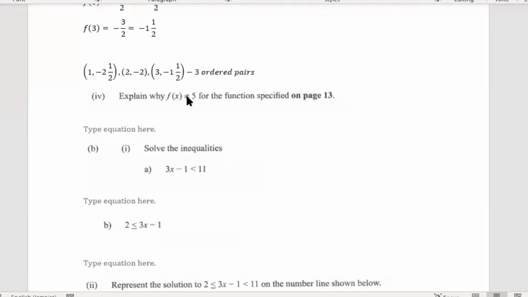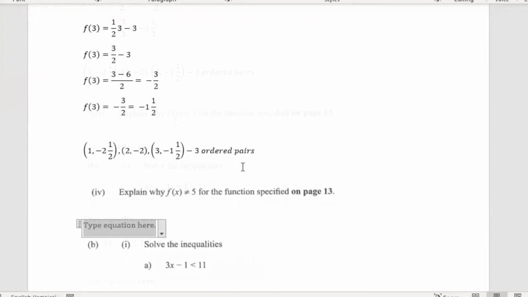All right, so part 4 says, explain why f of x is not equal to 5 for the function specified. We know that f of x is not equal to 5 because in the question, it goes up to f of 1, f of 2, and f of 3. So no mention was made of f of 5. The domain was given and none gives rise to where f of x is equal to 5, because we worked out f of 1 and it gave us negative 2.5. We worked out f of 2 and it gave us negative 2. And we worked out f of 3 and it gave us negative 1.5. So at no point was f of x equal to 5.